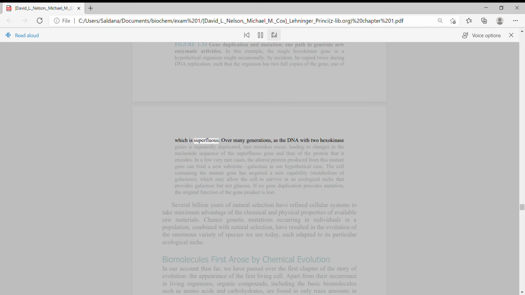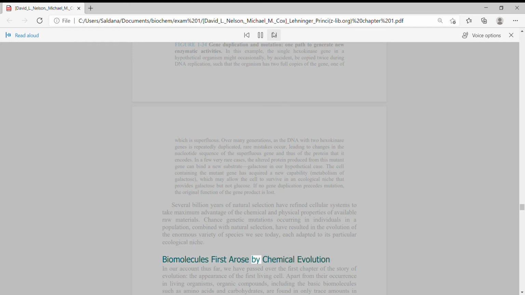Several billion years of natural selection have refined cellular systems to take maximum advantage of the chemical and physical properties of available raw materials. Chance genetic mutations occurring in individuals in a population, combined with natural selection, have resulted in the evolution of the enormous variety of species we see today, each adapted to its particular ecological niche.